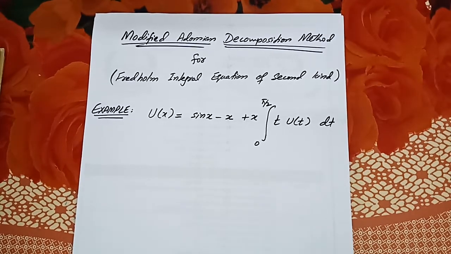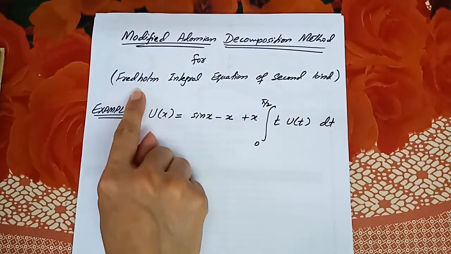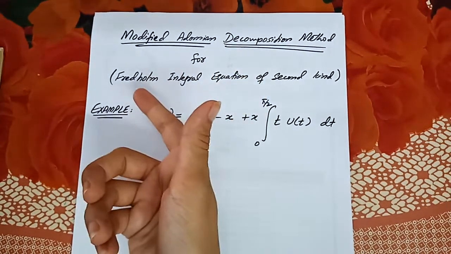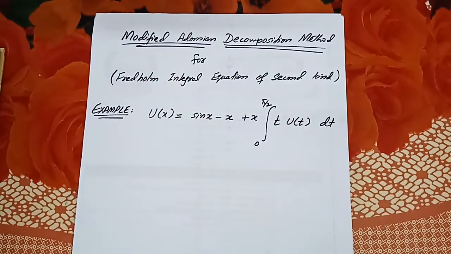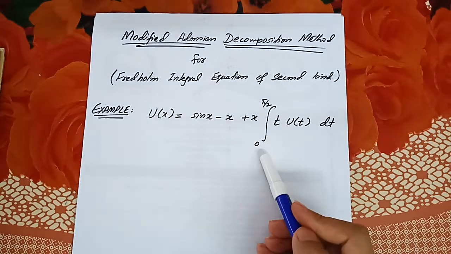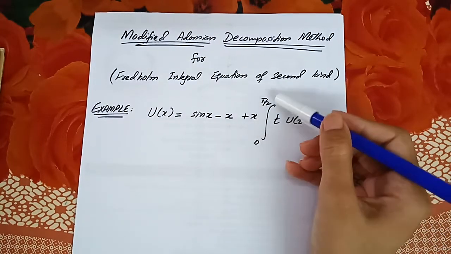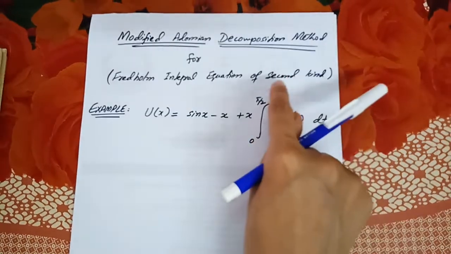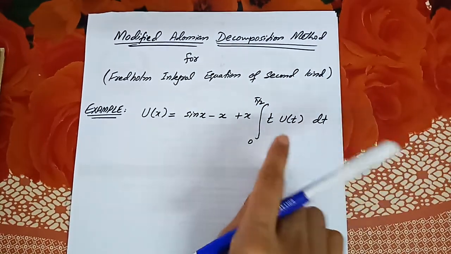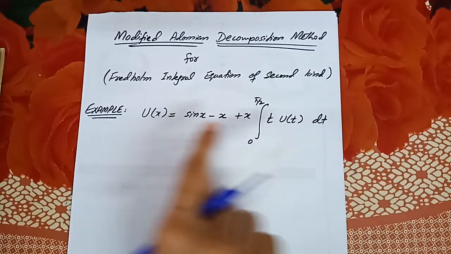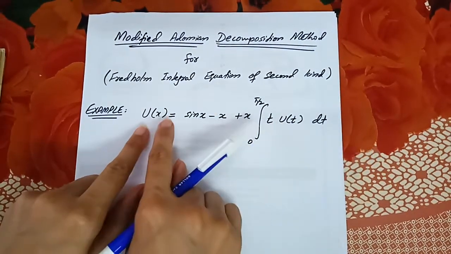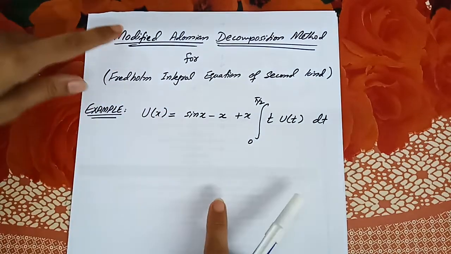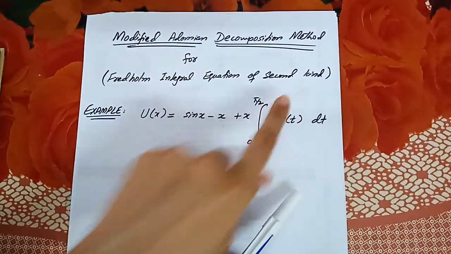Modified Adomian decomposition method for the Fredholm integral equation of second kind. Previously we did the same method for the Volterra integral equation, but right now we are going to solve it for the Fredholm integral equation. The given integral equation is Fredholm because both the lower limit and the upper limit of integration are constants. And this is second kind because the unknown function u is appearing both inside the integral and outside the integral. So this method is applicable only for the second kind.